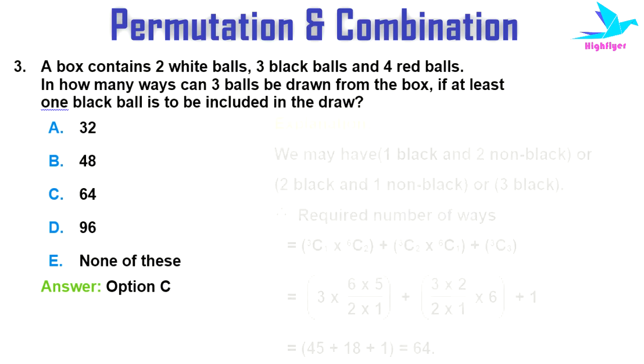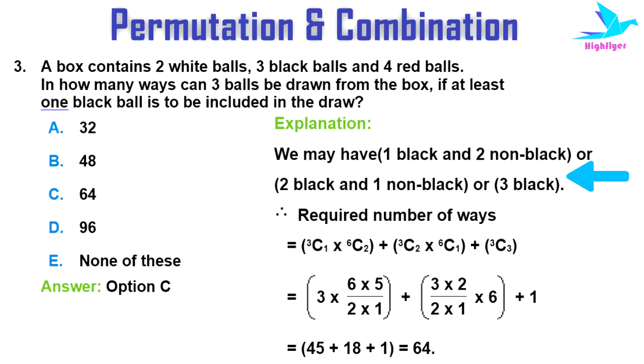Let's see how. As it is given that we must have at least 1 black ball, we may have 1 black and 2 non-black, or 2 black and 1 non-black, or 3 black balls. So the required number of ways are 3 combination 1 into 6 combination 2 plus 3 combination 2 into 6 combination 1 plus 3 combination 3. Straight away solving this formula, we are getting the answer as 64.